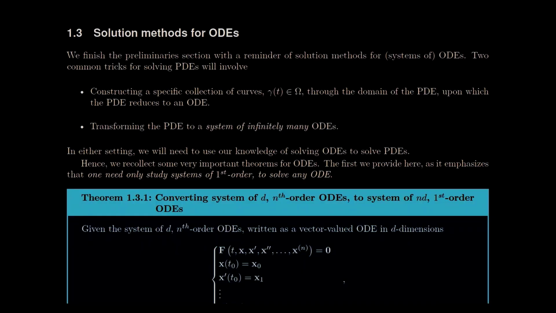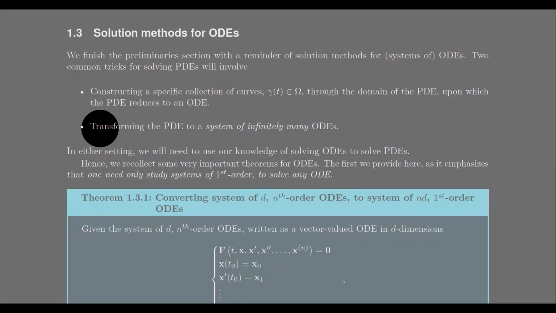So we're going to try to reduce a PDE into a collection of infinitely many ODEs. These are going to be called characteristic curves. And we'll try to solve a PDE by solving infinitely many ODEs that way. Or in some situations, we'll transform the PDEs. This is kind of the area of the Fourier transform and some other transforms that you may have heard of. And this will transform a PDE into a system of infinitely many ODEs.